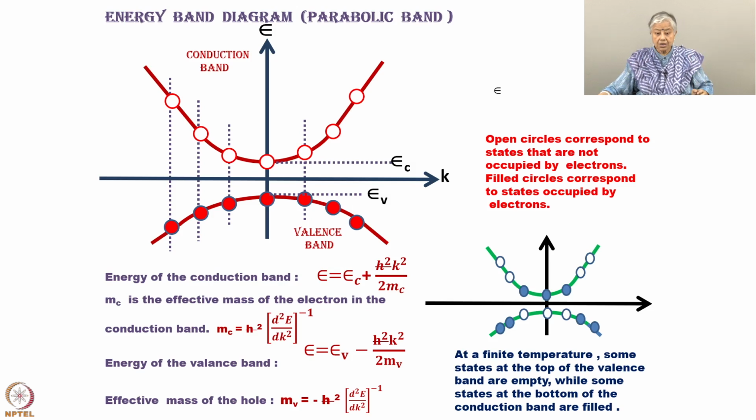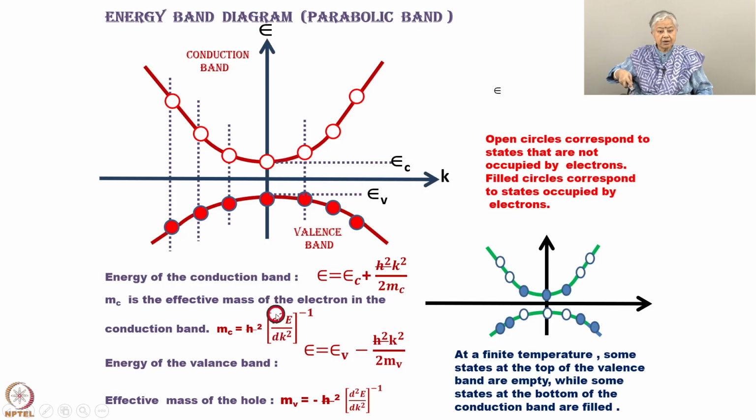Now, if you see, the effective mass formula is given by h cross square d square E by d k square, raised to the inverse of that. This is the effective mass. So, if you see this function, this is a function E of k, where k is a vector. And E is a function of this k, which is a parabola.